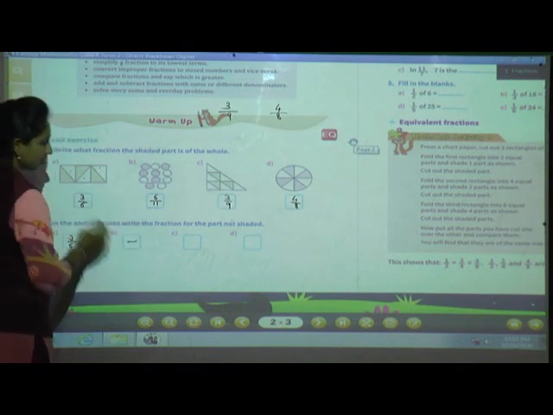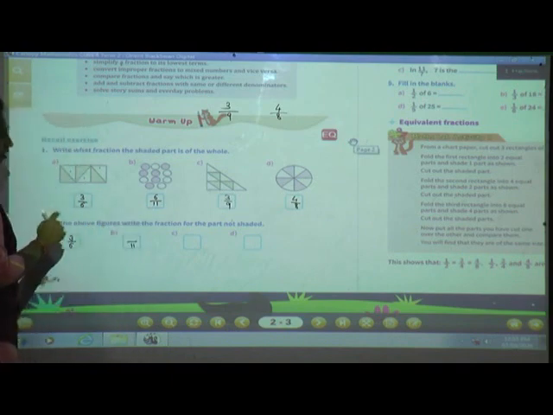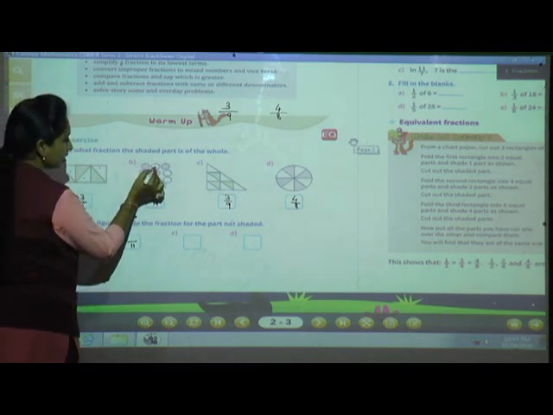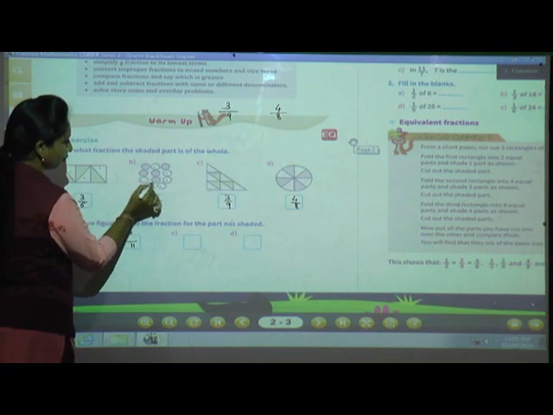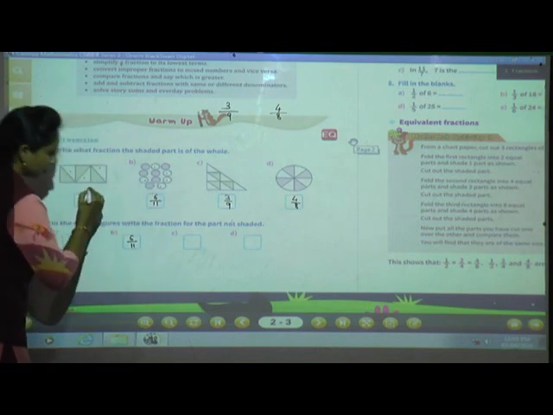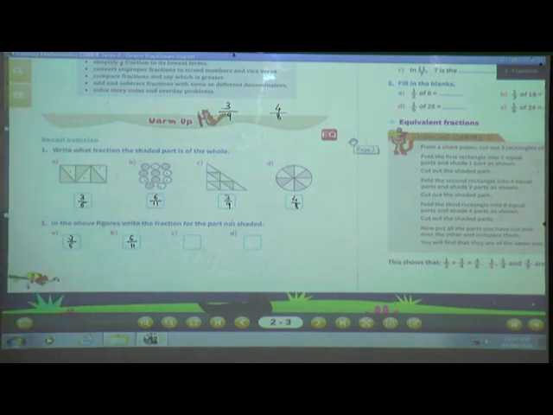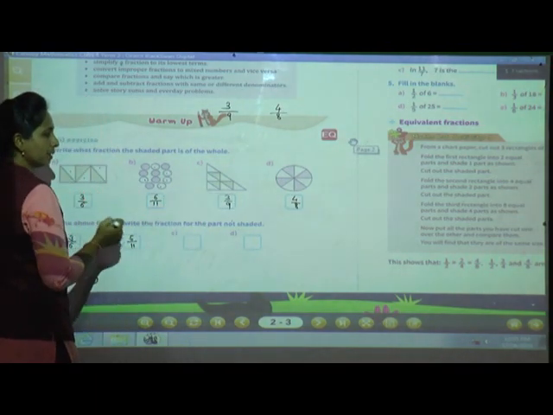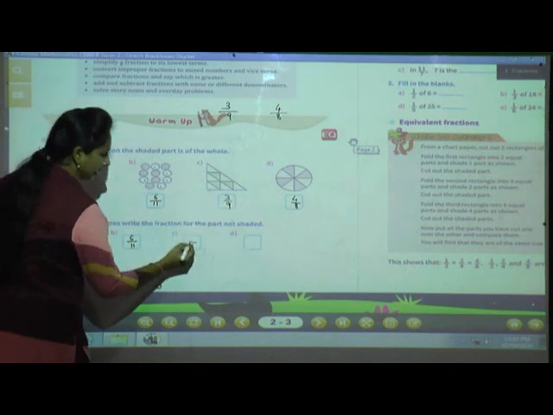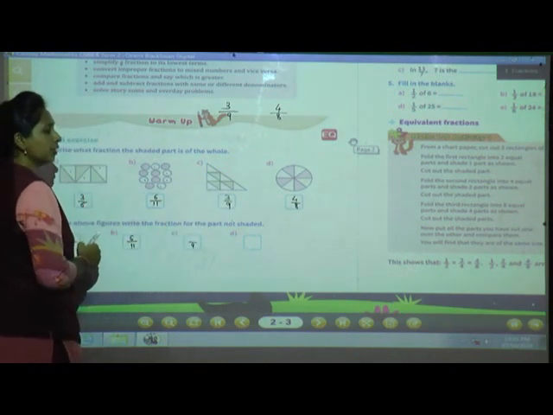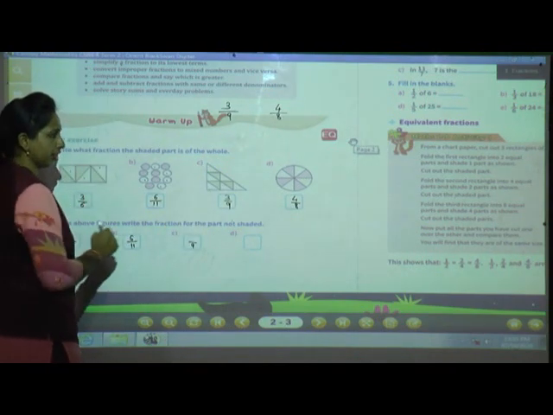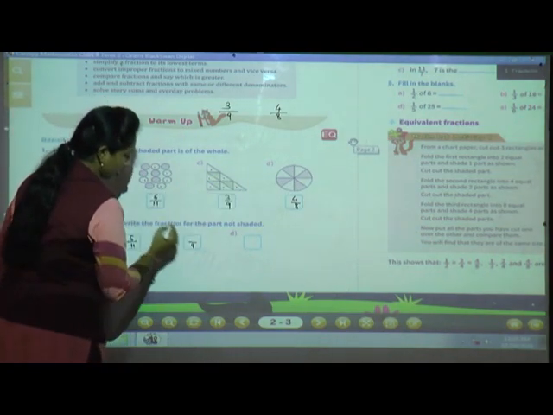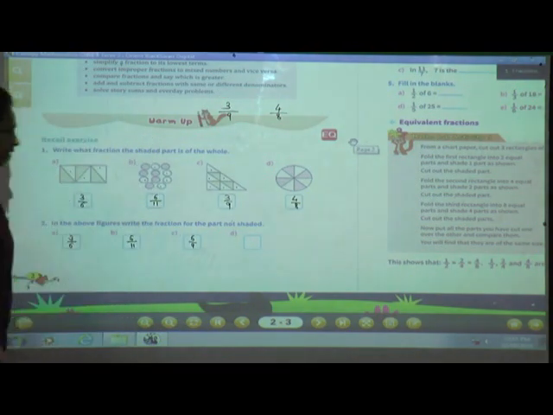Now the next, B. What are the whole parts? 11. So write as it is. Now we will count which parts are not shaded. See, 1, 2, 3, 4, 5. So write on top. Clear? Now see the next question. Observe this shape. How many parts are there in whole? 9. Already we have counted. Now we need to count how many parts are not shaded. See. 1, 2, 3, 4, 5, 6. So write on the top 6.